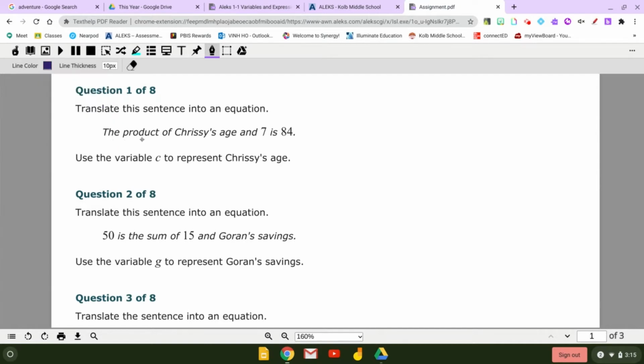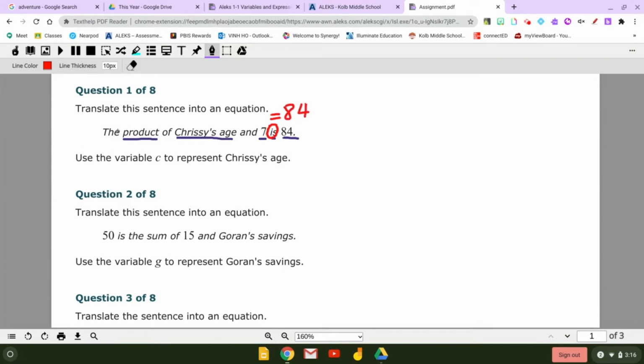Okay, so we're going to look at the first one. The product of Chrissy H and 7 is 84. Here is the keyword that you need to remember. First of all, it's really important: if you hear the term is or are, that stands for the equal sign. Something that equals 84.